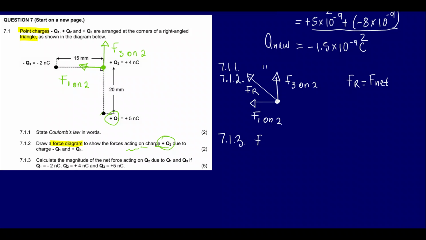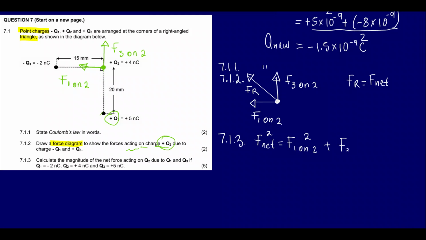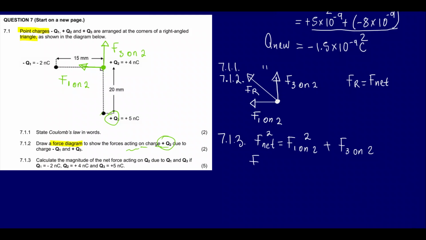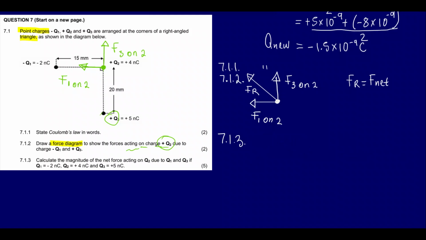But if these were on a straight line, then we would use normal addition and subtraction, right? But because now they're at right angles, or perpendicular to each other, we'll have to use Pythagoras' theorem. So F net squared is equal to F1 on 2 squared plus F3 on 2 squared, right? So we have to calculate each and every one of these forces here, right? That is the starting point.